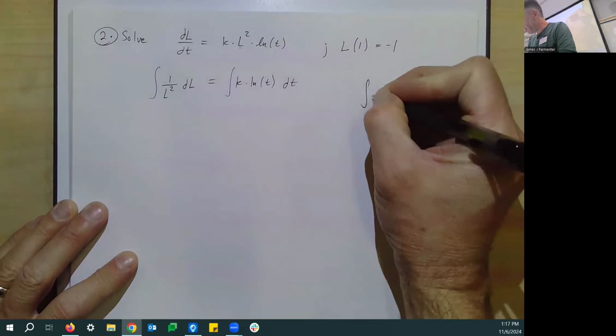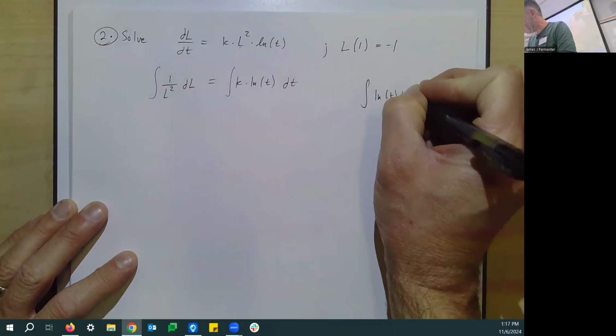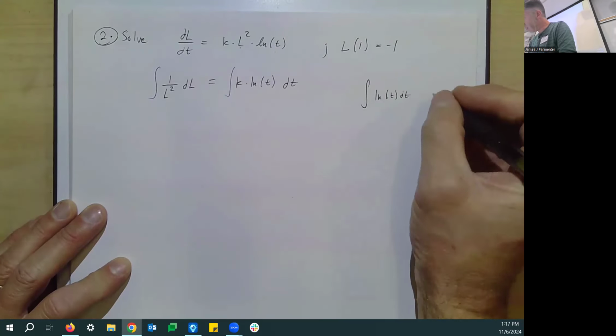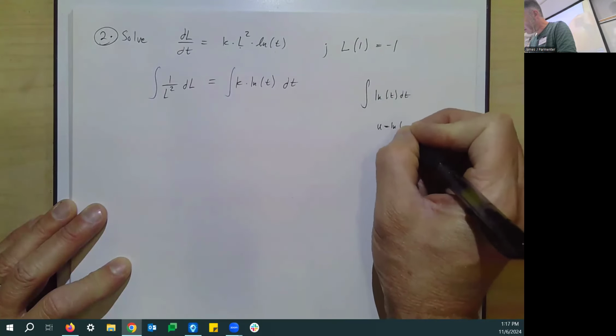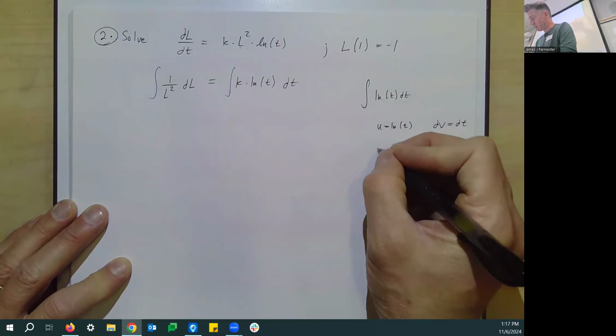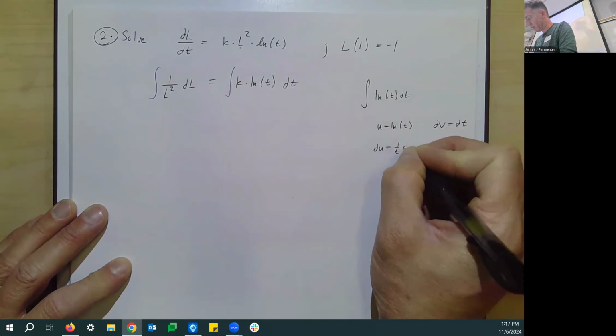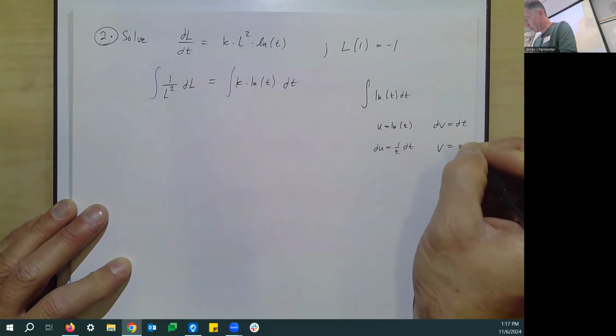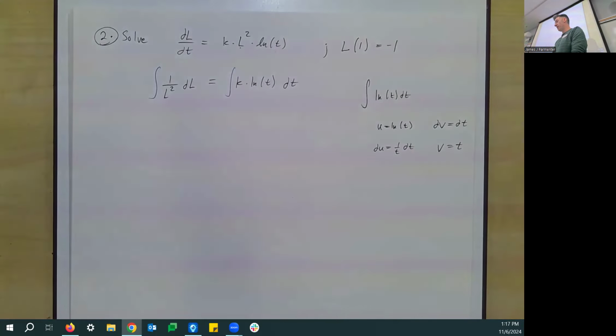So the integral of the natural log of t dt is an integration by parts problem. We're going to let u equal the natural log of t. dv has to be the rest, which is dt. Our du is 1 over t dt. Our v is 1 times t. I will point out, because I see this mistake so frequently, the integral of natural log of t is not 1 over t. The derivative of the natural log of t is 1 over t. The antiderivative of the natural log of t we're about to find.